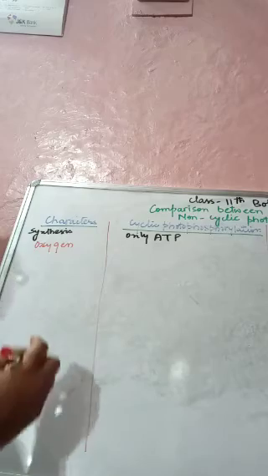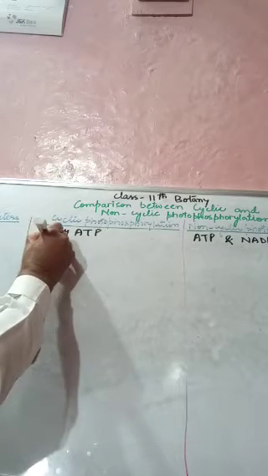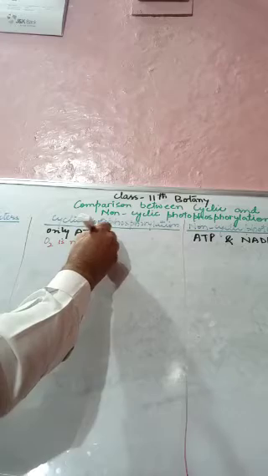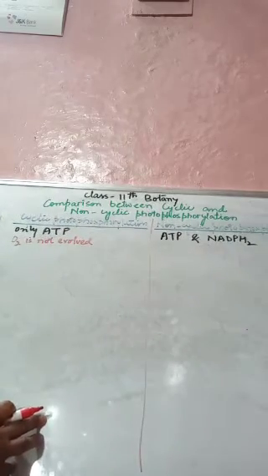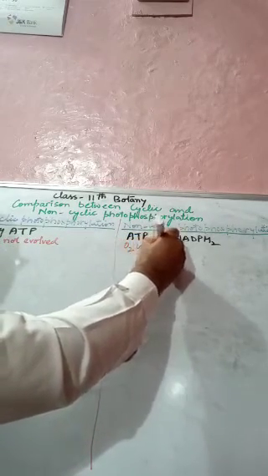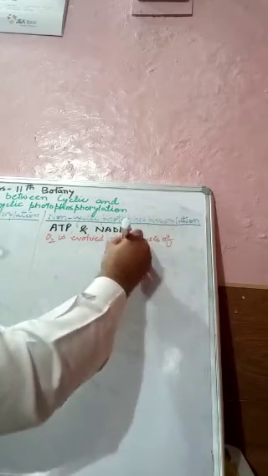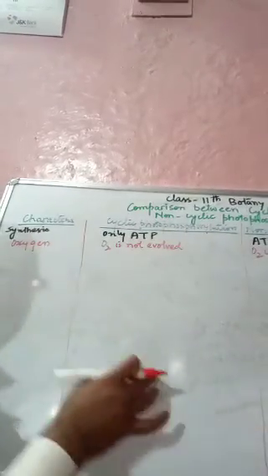Second, on that basis, oxygen evolved: whether oxygen is evolved in cyclic photophosphorylation or not. In cyclic photophosphorylation, oxygen is not evolved, while in non-cyclic, oxygen is evolved. How is it evolved? Due to the photolysis of water. During this photolysis of water, 2 electrons, 2 protons, and nascent oxygen are evolved. Then this is the second.